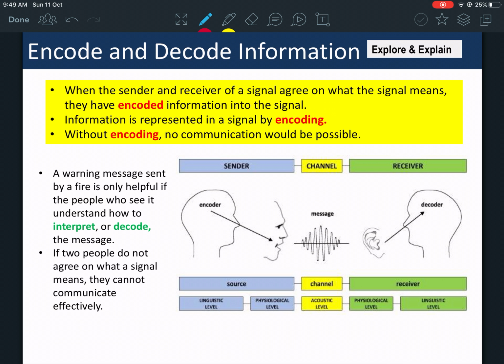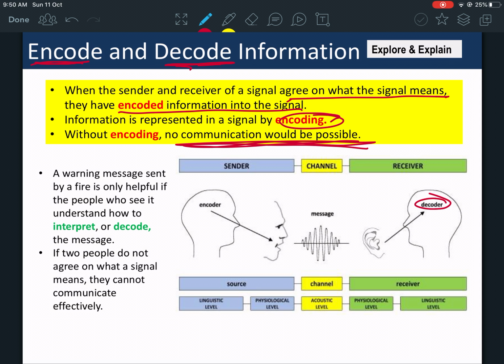Before we do that, we have to understand what encoding and decoding information is. When the sender and the receiver of a signal agree on what the signal means, they have encoded information. Information represented by signals is called encoding. Without encoding, no communication is possible. If somebody's talking to you in Chinese, are you able to decode the message? No, unless you speak Chinese. If somebody's just speaking Chinese in front of you, you won't be able to understand anything. And if you're talking in Arabic to a Chinese person, they won't understand anything either. There's no encoding and decoding between you.